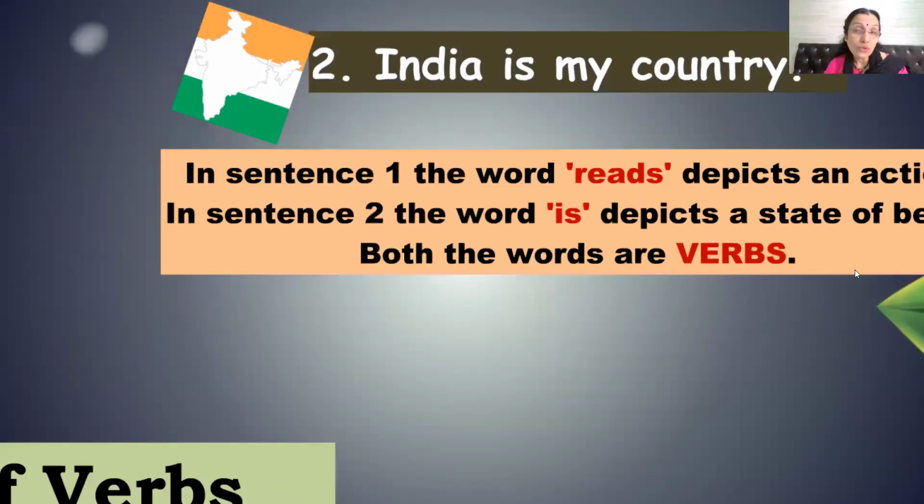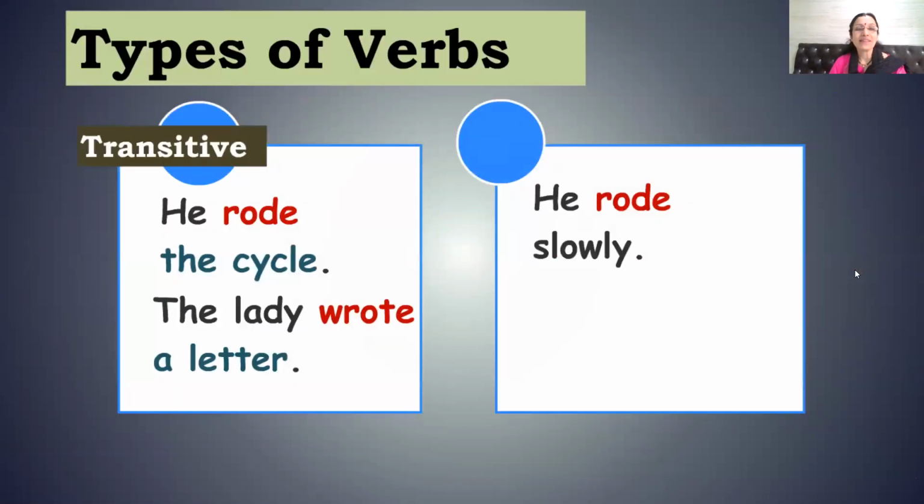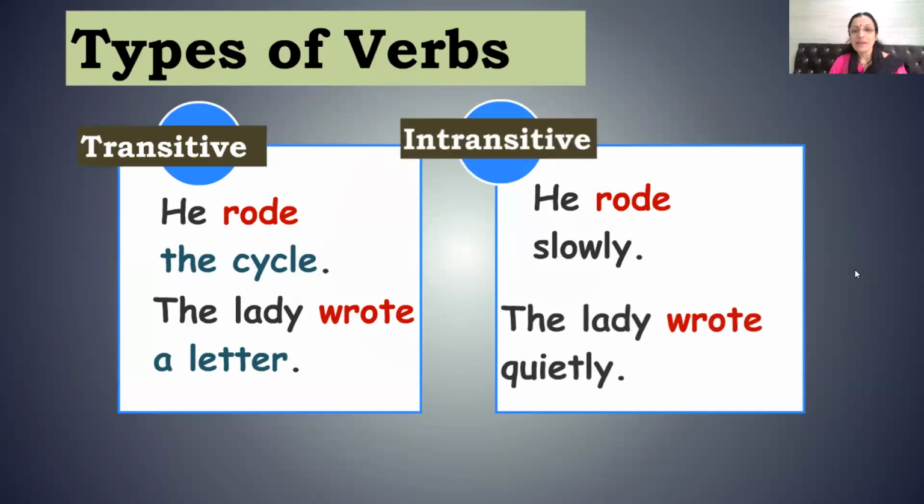Types of verbs. We need to know the types of verbs. What are they? Transitive and intransitive. So you must be wondering what's the difference. Let's read this carefully. He rode the cycle. The verb is rode, from to ride. He rode what? The cycle.